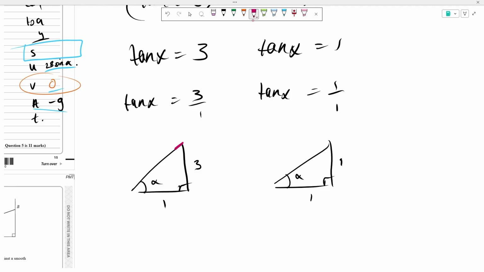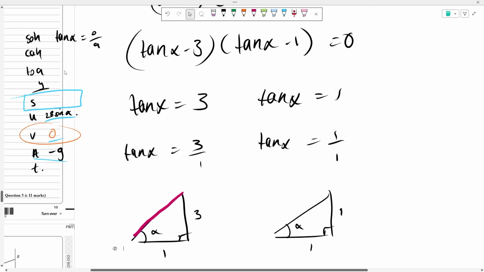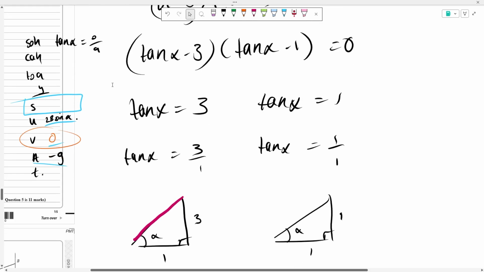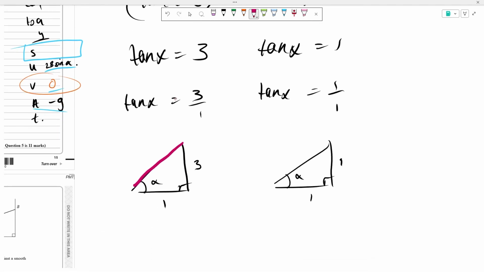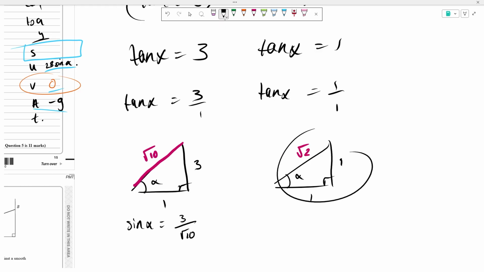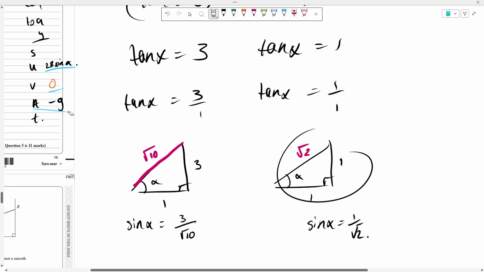Let's work out what this hypotenuse is, because if we're trying to work out sine alpha, we need a hypotenuse. Using some Pythagoras, you should find that this is going to be equal to root 10, and this is going to be equal to root 2. Therefore, to work out sine alpha, we do opposite over hypotenuse, which is going to be 3 over root 10 in this case, and this one here is going to be 1 over root 2, or just root 2 over 2, but I'll keep it as 1 over root 2 for now. Now what we do is essentially make an equation for working out our s value.